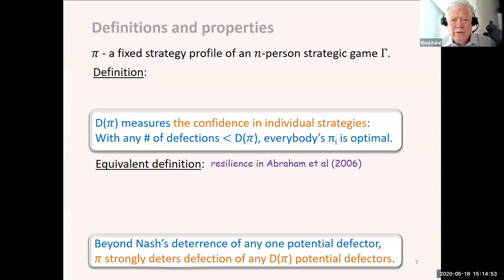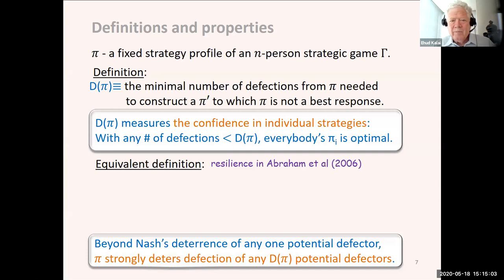So I'm going to look at a fixed strategy profile π of an n-person strategic game Γ. And I'm going to define the defection index of π to be the minimal number of defections from π that are needed to construct a π′ near π to which π is not the best response. How many defections does it take to ruin the best response property of π? The minimal number that will ruin it. And that will be the defection index. That'd be one way to look at the defection index.